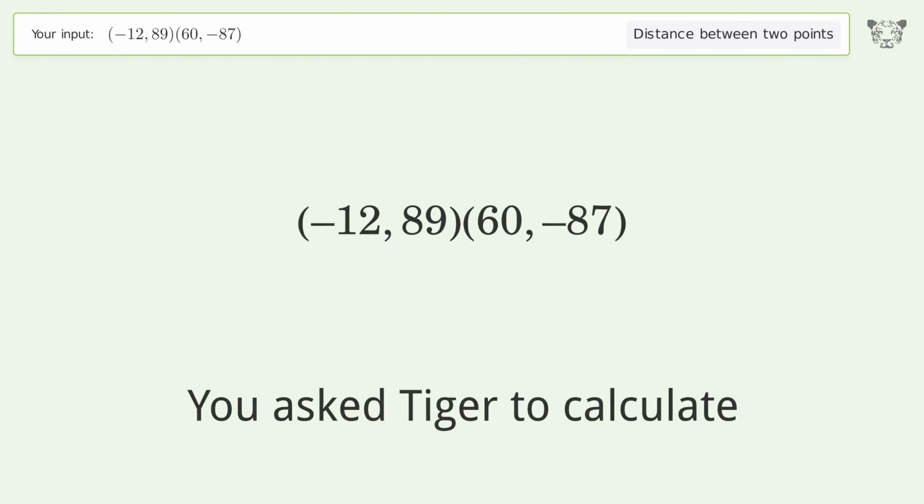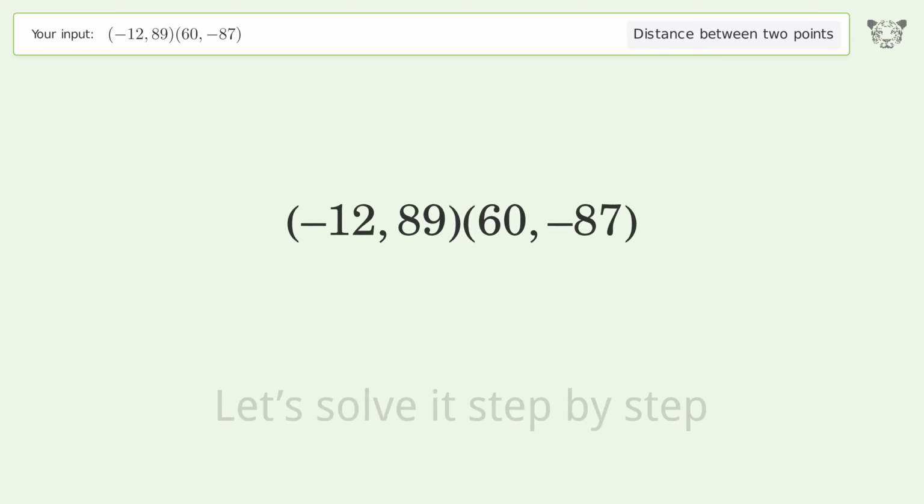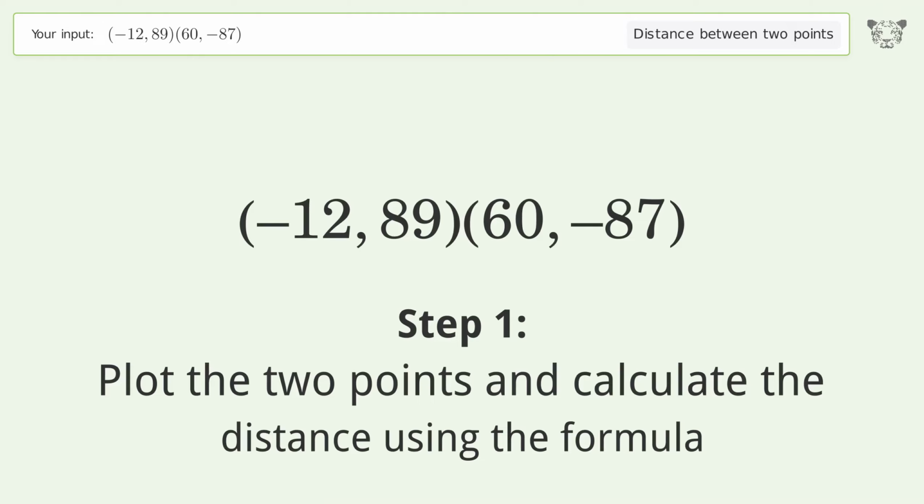You ask Tiger to calculate. This deals with the distance between 2 points. The distance between the 2 points is the square root of 36,160 or 190.158. Let's solve it step by step. Plot the 2 points and calculate the distance using the formula.